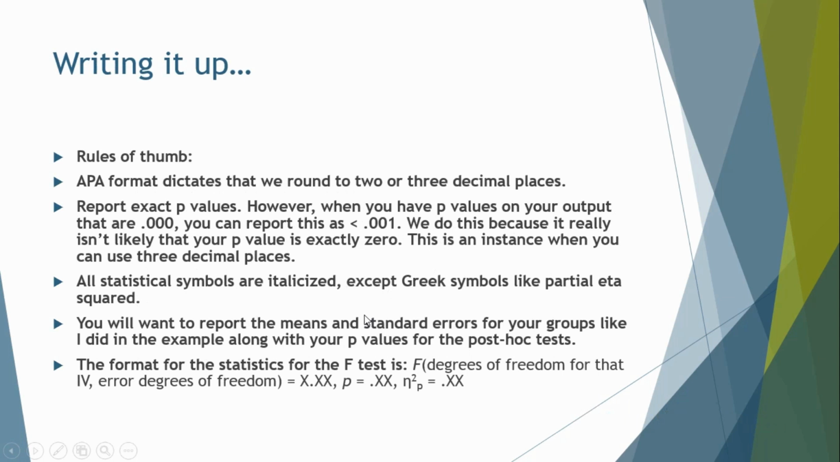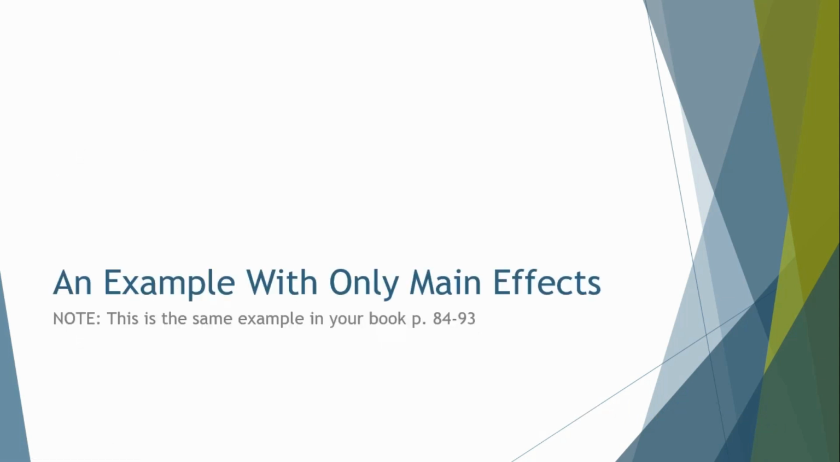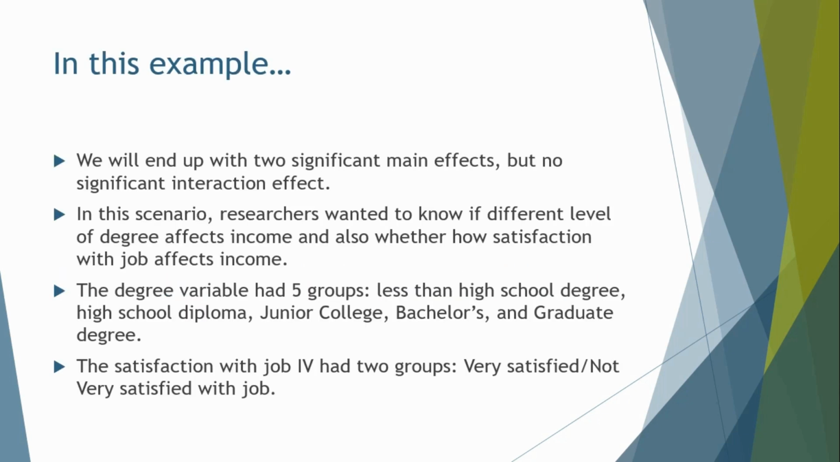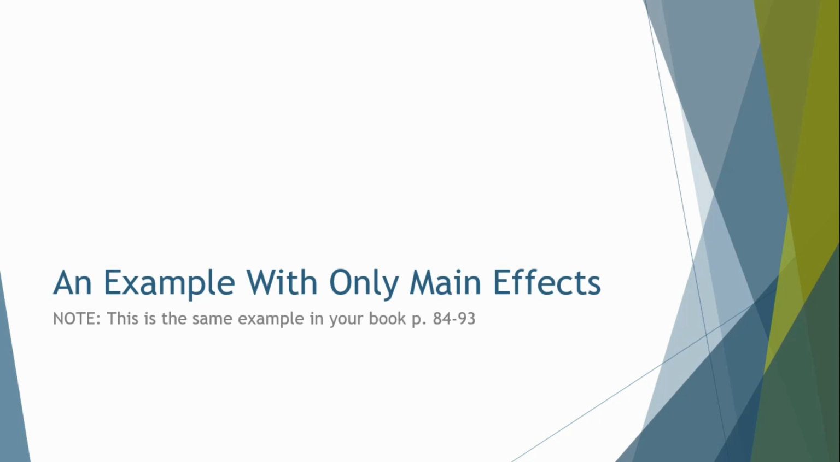Now, in the next example, you only have main effects and no significant interaction. In that instance, you would not interpret your interaction, you would just interpret your main effects, and you would also just be writing up the results of the main effects. You wouldn't write up the results of the interaction effect because it's not significant. All right, so I'm going to stop there.